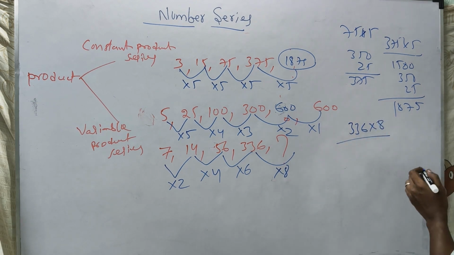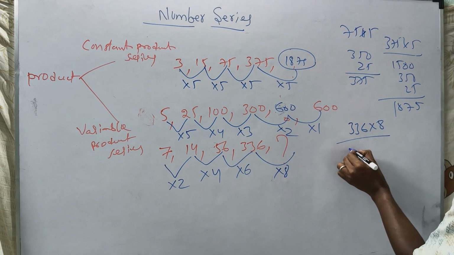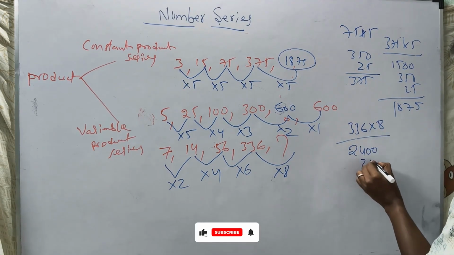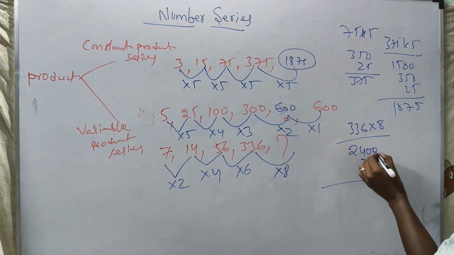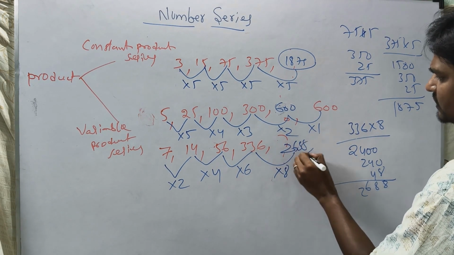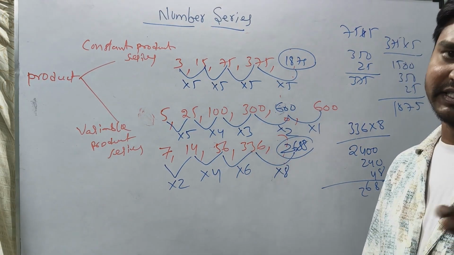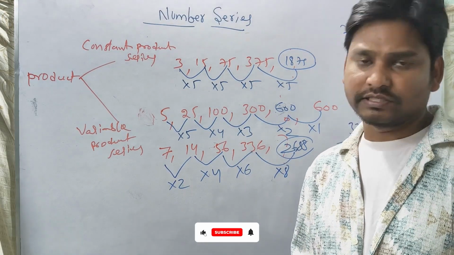Okay, now according to this logic, we have to do 336 into 8. So 8 into 300, first of all, as I told you, split and merge method. 8 into 300, 2400. Now 8 into 30, 240, 8 6s are 48. Together if you add, you will get 2688. So your answer is 2688. Like this, if you solve, you will get it easily.